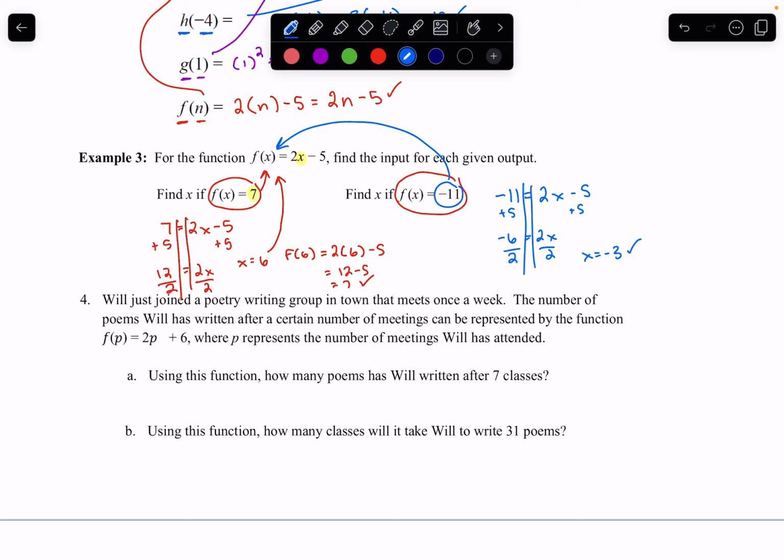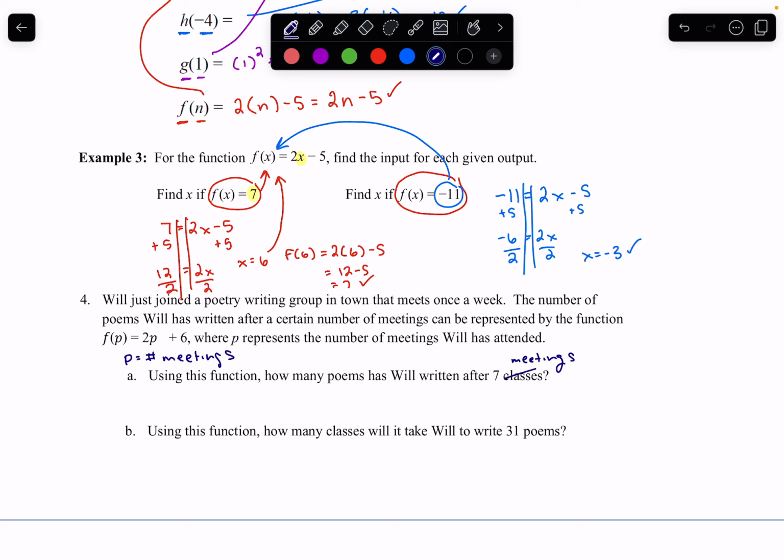Will just joined a poetry writing group in town that meets once a week. The number of poems that Will has written after a certain number of meetings can be represented by this function, where P represents the number of meetings that Will has attended. That's something that we don't want to lose track of. P is the number of meetings. That's a good thing to make a note of. So part A says, using this function, how many poems has Will written after 7 classes or 7 meetings? Okay, classes, meetings, it's talking about the same thing.